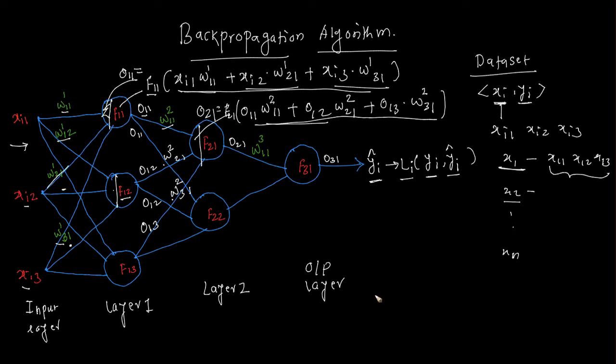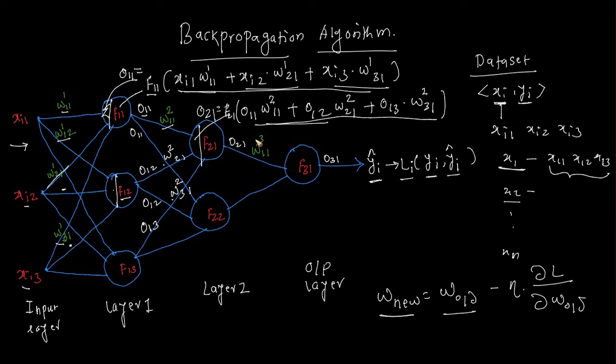By using the formula W new is equal to W old minus eta times the partial derivative of the loss with respect to W old. That means if you want to update the weight W, that means if you want to get the new weight, the new weight is equal to the old weight minus eta times the derivative of loss with respect to the old weight.